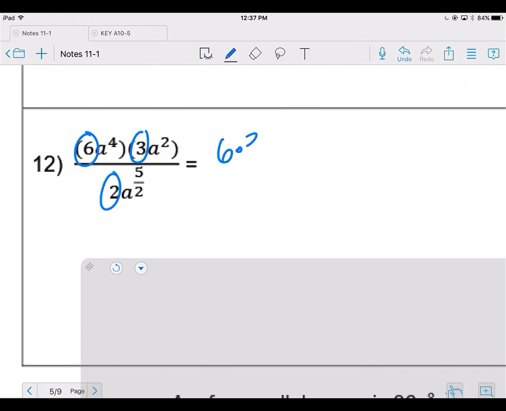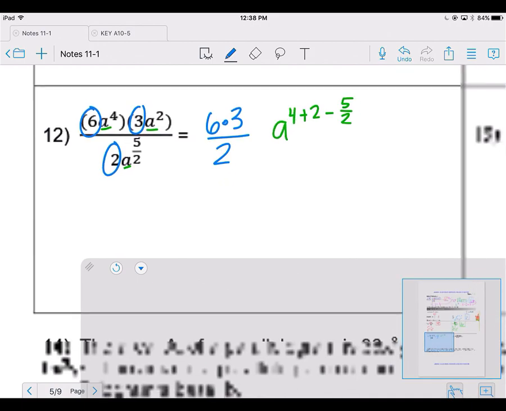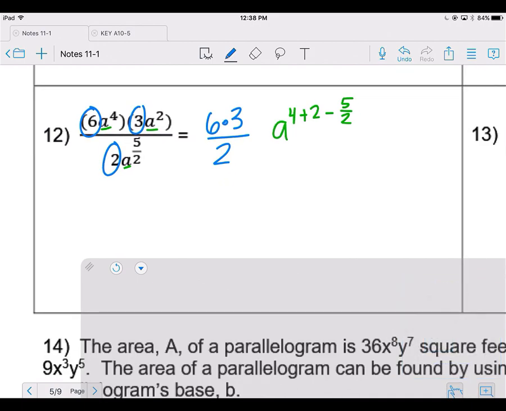So 6, 3, and 2 are my big numbers that I'm going to pull out. I only have the base of A. A has a 4 and a 2 on top. Because those are being multiplied, we would add them. And then because 5 halves is on the bottom, we would subtract because it's being divided. So for this, you really have to know, see, and understand your rules to know how to do this. If you don't get that, that's totally fine. I will show you what to do on 13.